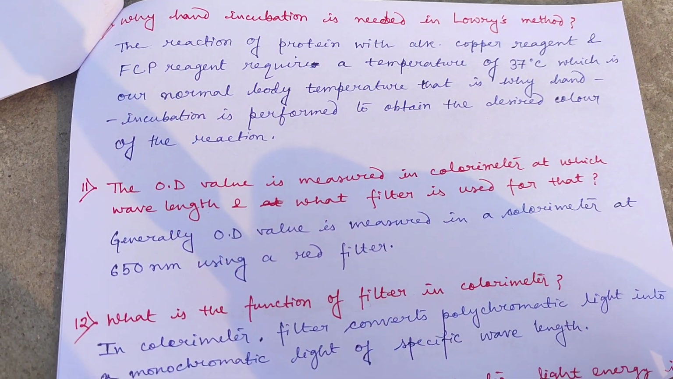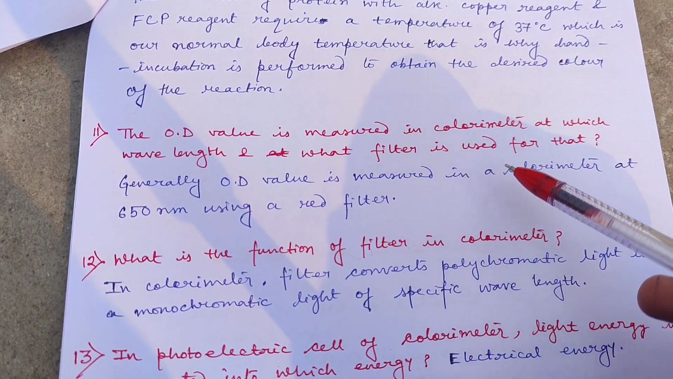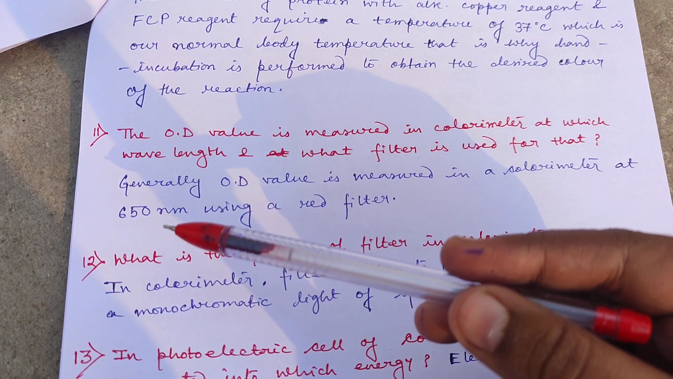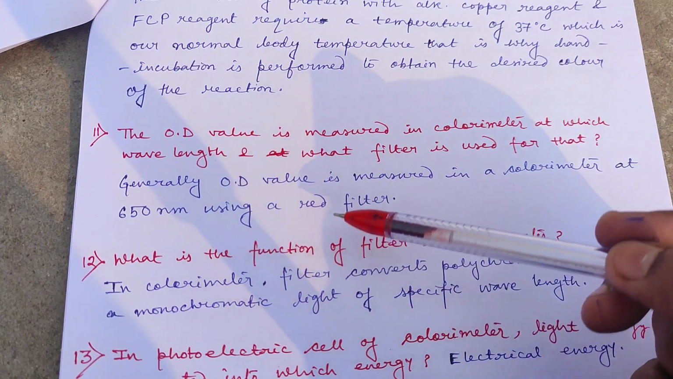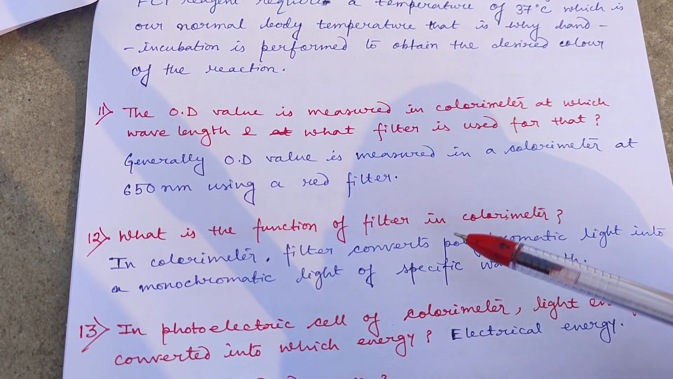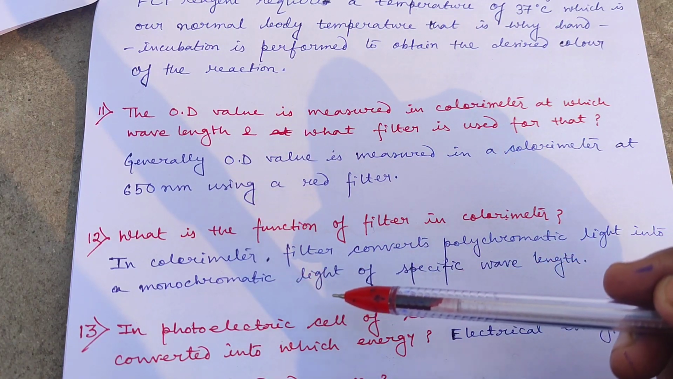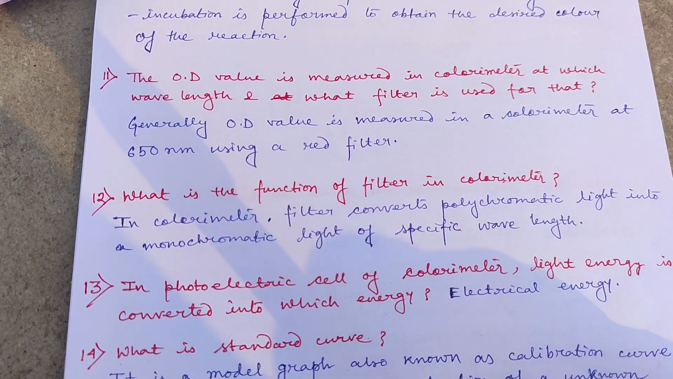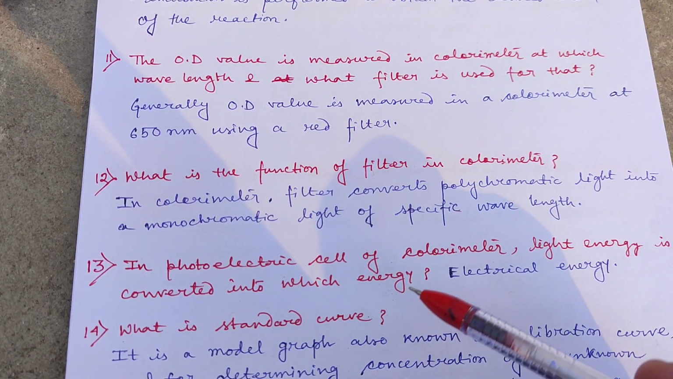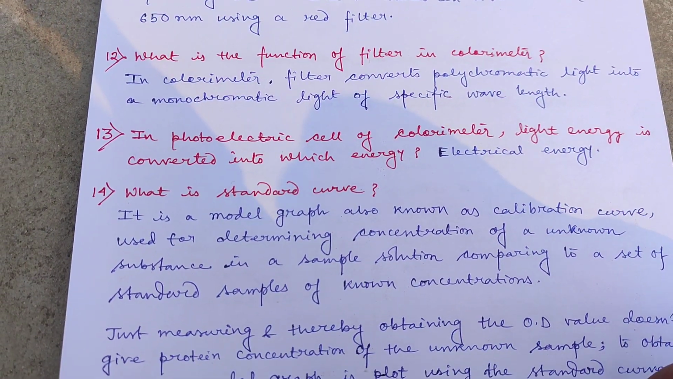Next, the OD value is measured in a colorimeter at which wavelength and what filter is used for that? See, OD value is measured in a colorimeter at around 650 nanometer wavelength using a red filter. Now, what is the function of this filter in the colorimeter? The filter in a colorimeter actually converts polychromatic light into monochromatic light of a specific wavelength. Next question. In the photoelectric cell of a colorimeter, light energy is converted into which energy? It is converted into electrical energy.